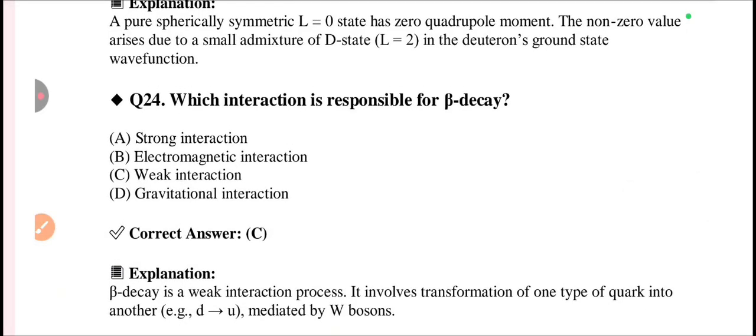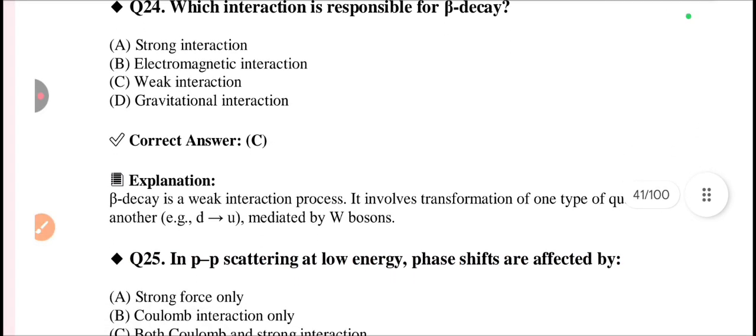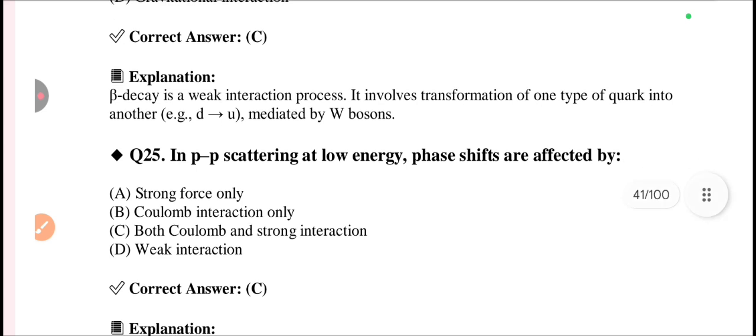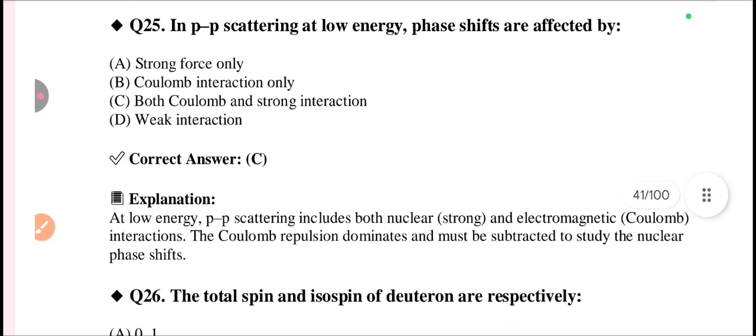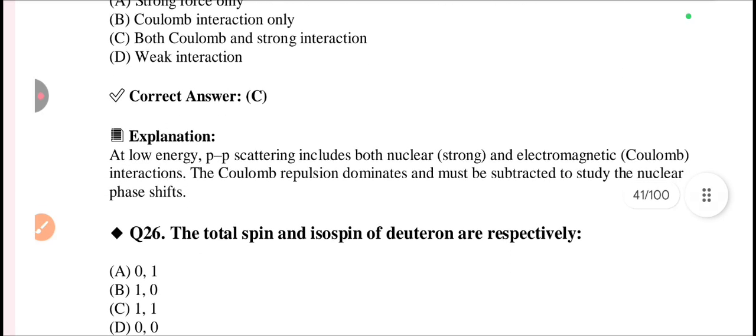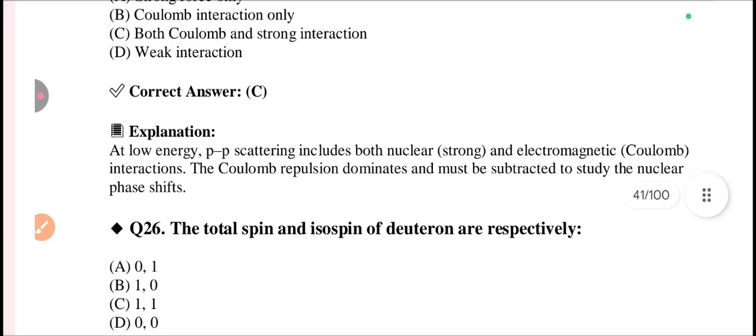Beta decay, weak interaction. Proton-proton scattering at low energy, phase shifts are affected by both Coulomb and strong interaction. Total spin and isospin of deuteron. This is again a very important question. Total spin is 1 and the isospin is 0. The admixture of two states.